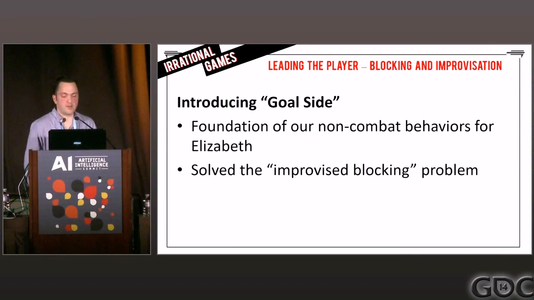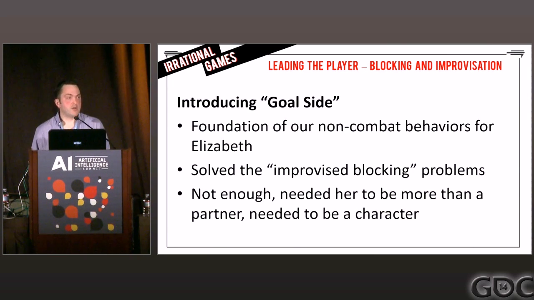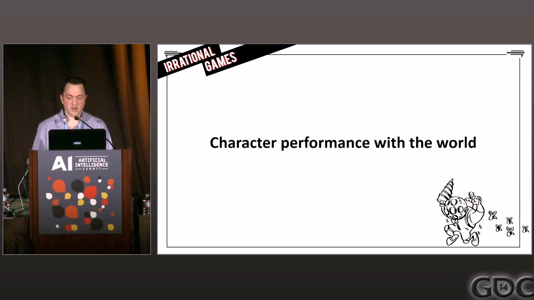So the goal side behavior was the foundation of our non-combat behaviors. Now at this point, we had the implementation for Elizabeth's non-combat movement using both planning, or blocking, and reactive improvised behaviors. But we wanted Elizabeth to not just be a partner and a guide through Columbia. We wanted her to explore and discover the world outside of her tower.